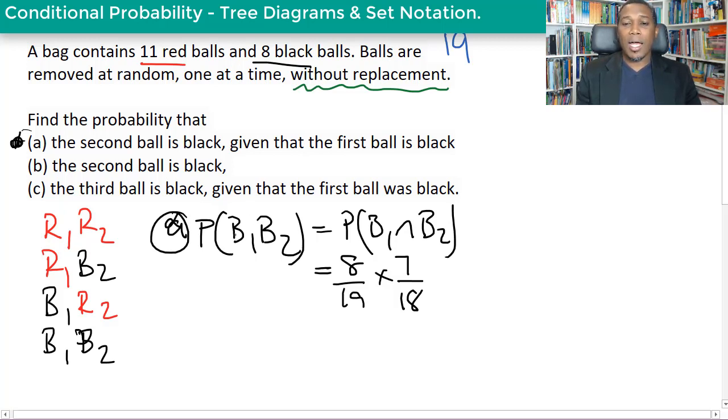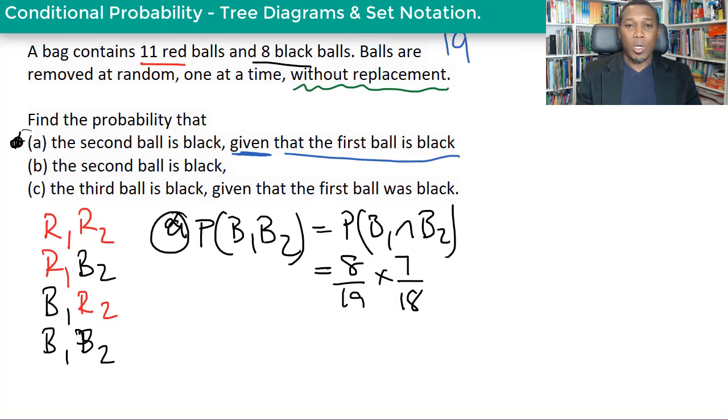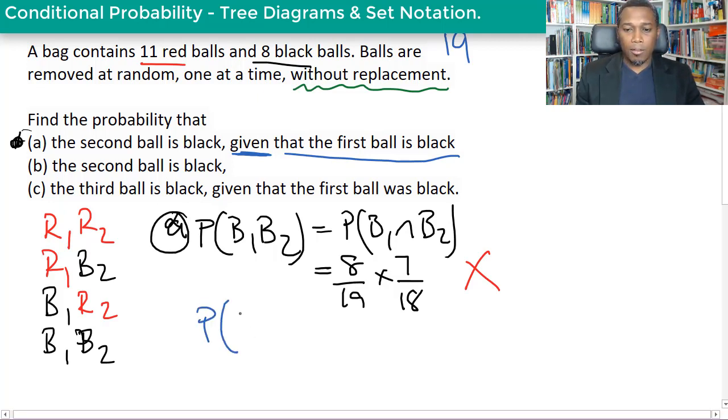Our question is not that. That question is not asking for black intersection black. That question is asking for the conditional probability. It's asking for the given that the first ball is black. What the question is asking you to do, so let's just put an X. This is wrong. Question A is asking you for the probability of the second ball being black, given, line going down, that the first ball is black. That's what the question is asking you for.